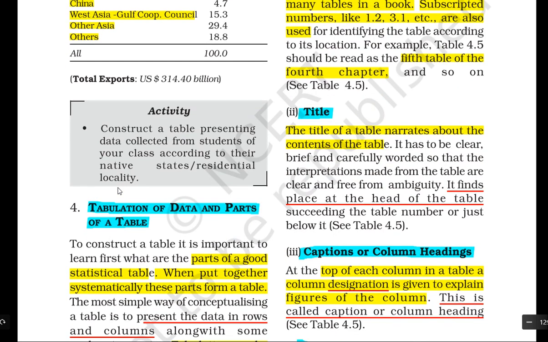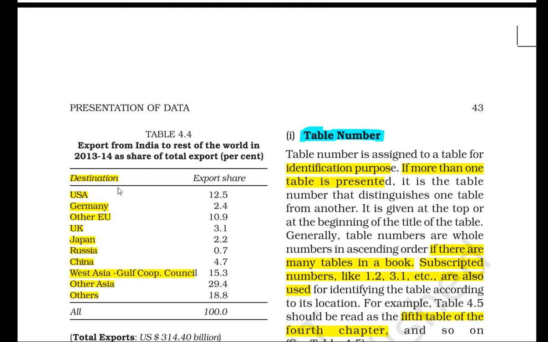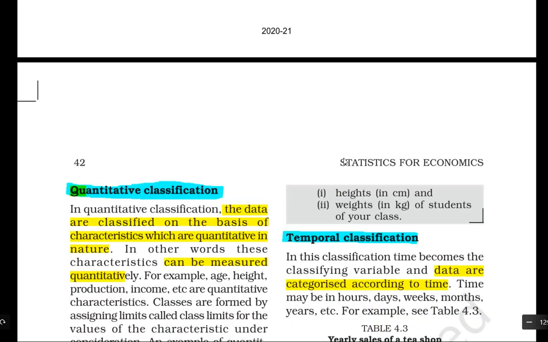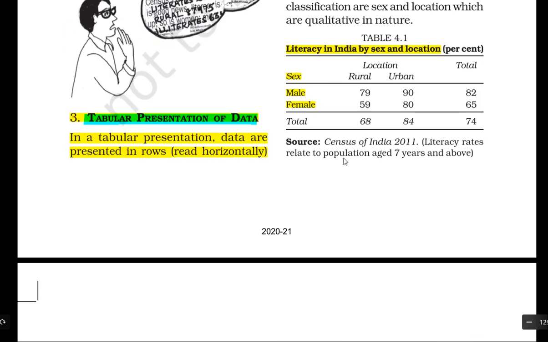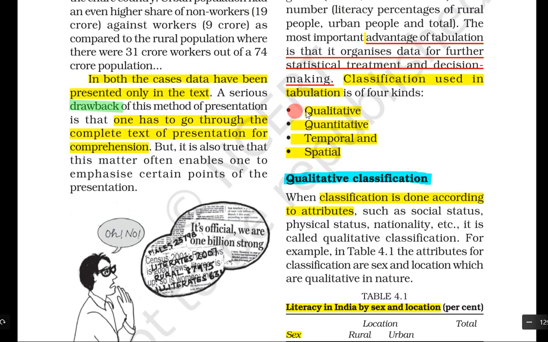So in this way we have studied that in tabulation, in tabular presentation, we have four types of classification: qualitative classification, quantitative classification, temporal classification related to time, and spatial classification related to place. So four types of classification are used to classify data under a table in tabular presentation.